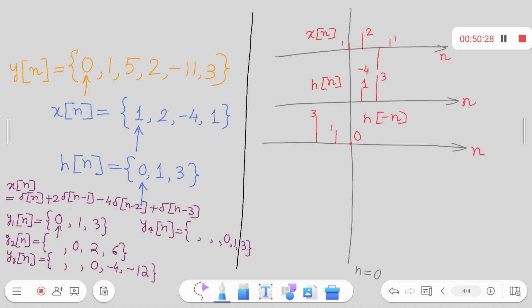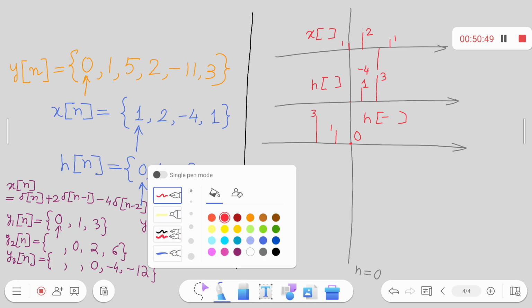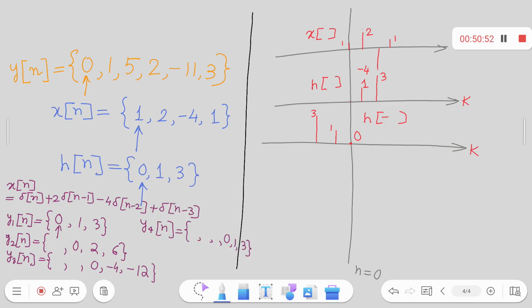Or you can also consider, instead of representing x of n and h of n, you can also represent this by x of k and h of k. Nobody can stop you. So instead of doing that, let's make it k. I can only change the naming over there. Xk, hk, h minus k and so on. Okay? Here also.